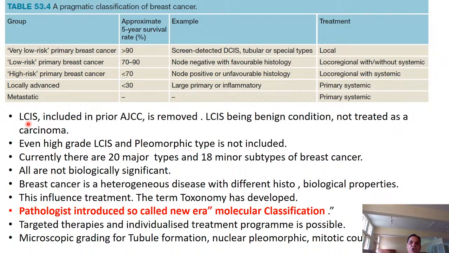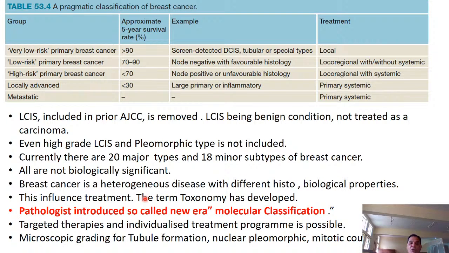LCIS, that means lobular carcinoma in situ. Previously, it was included as malignancy. The American Joint Committee on Cancer has removed it. LCIS is now considered a benign condition and not treated as a carcinoma unless it changes into DCIS. Even high-grade lobular carcinoma are not included. There are different types, 20 more, but forget about it.